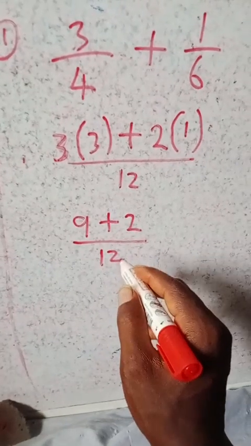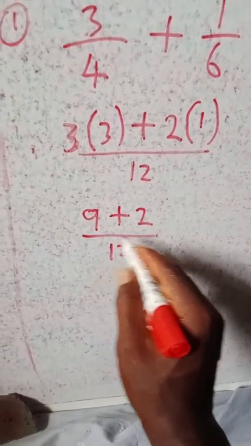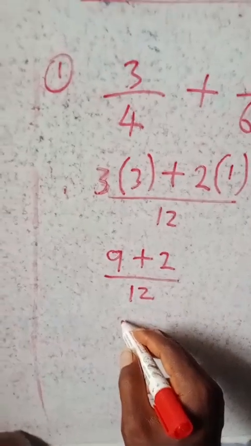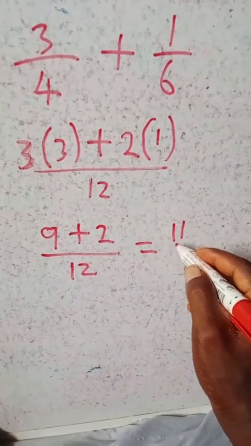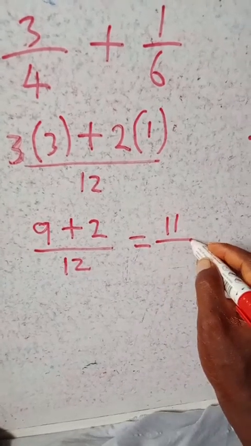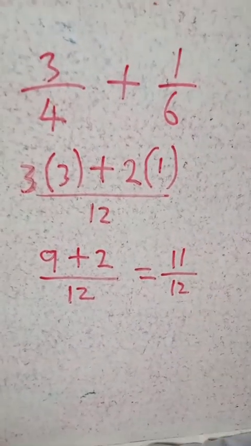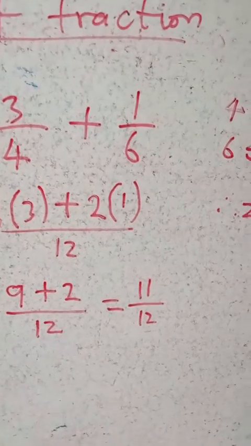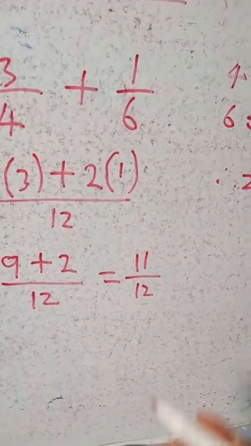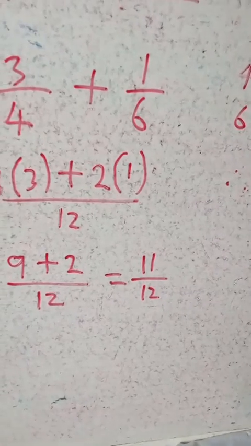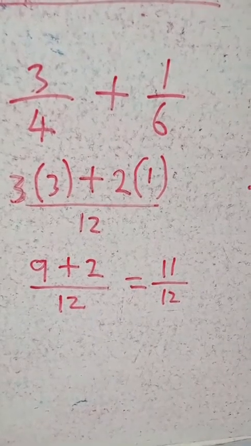Are you getting it? Then the next thing, you add 9 plus 2. 9 plus 2 is what? 9 plus 2 is 11. So 11 over what? The 12. So this means 11 divided by 12. Okay, so at this point, it's a proper fraction, so you can leave it at this point. Or if you want to get a decimal, you can divide. Use a calculator to divide. Okay, so this is the answer. This is how to add fractions.